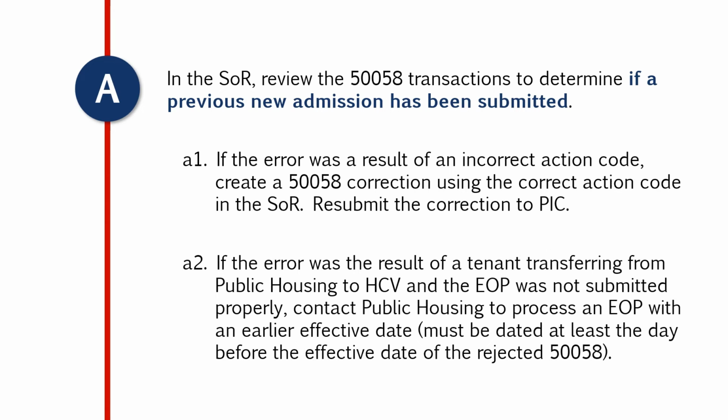If the error was the result of a tenant transferring from public housing to HCV and the EOP was not submitted properly, contact public housing to process an EOP with an earlier effective date. It must be dated at least the day before the effective date of the rejected 50058.